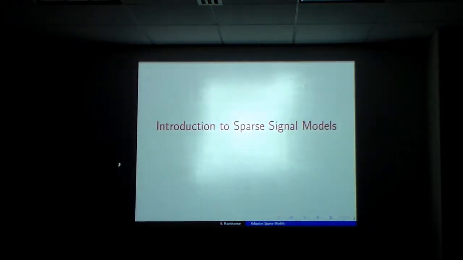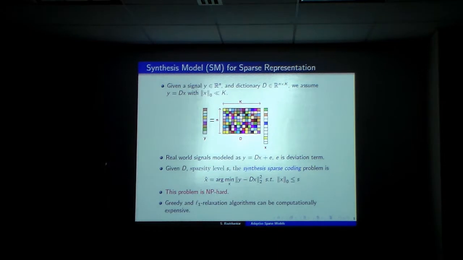So I'm going to talk about a bunch of different linear sparse signal models, just to introduce everyone to the topic. There are a couple of pretty well-known sparse signal models, and the word sparse just means that you're looking at a signal that is mostly zero. So that's where sparsity comes from.